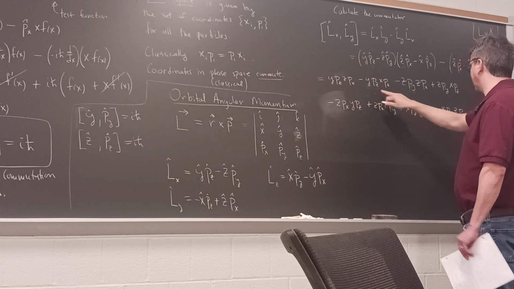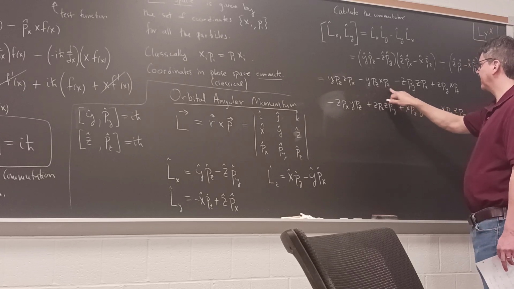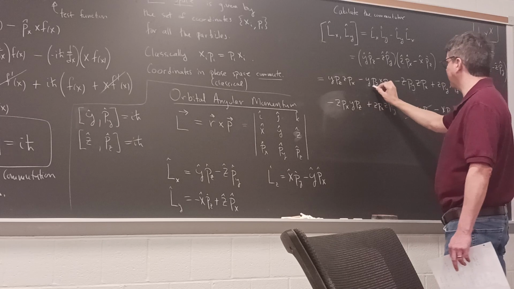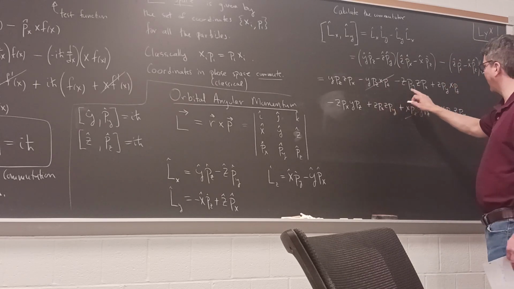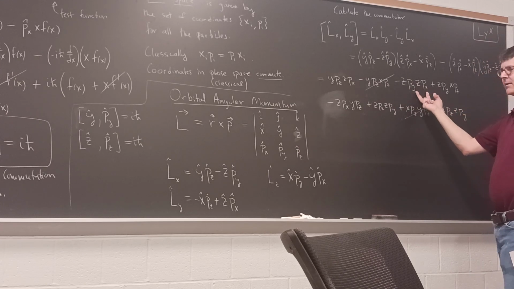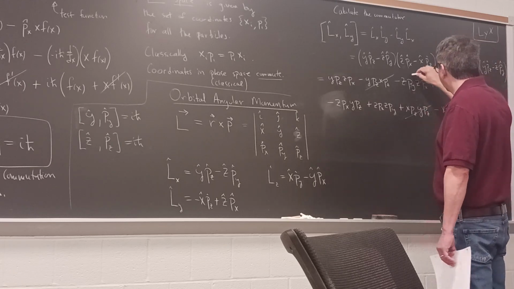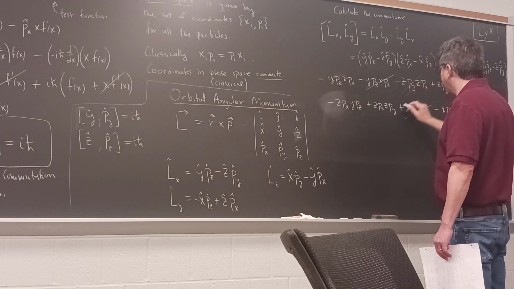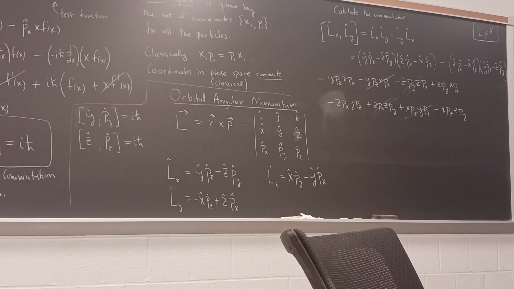Okay, so let's see, I should have terms that cancel, so we've got this pz squared with x and y. I can cancel this term and this term. And then we've got these z squareds with px and py. Now I can switch px and py because again, those derivatives don't interact with each other. They're totally fine. So this term can cancel that term.